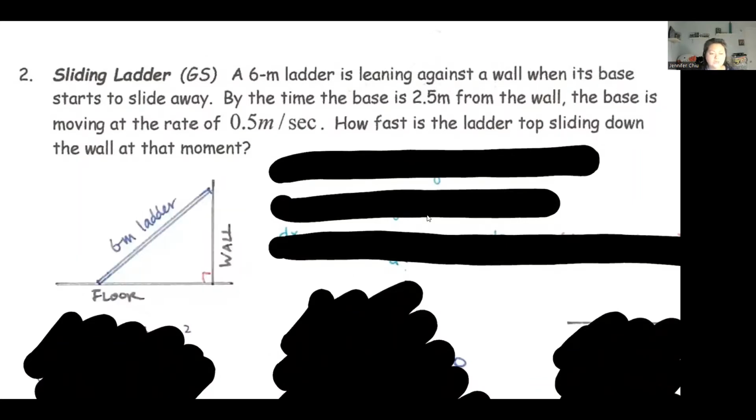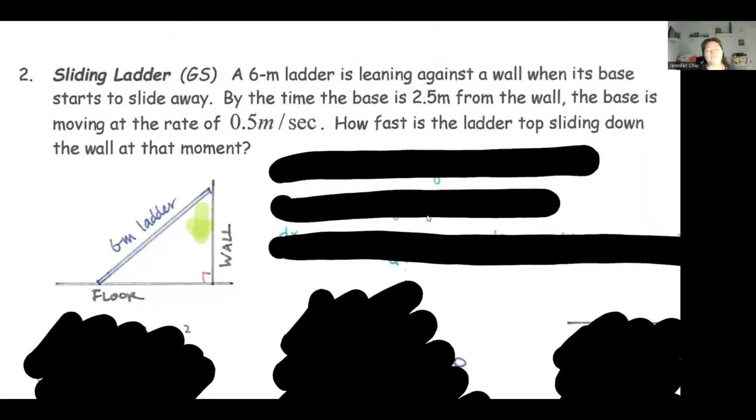So the situation looks like this. There's a wall, there's your ladder, there's your floor. Now remember, this ladder is falling. It's falling down. It's coming down this way. So it's going to slide down. As it slides down, it's going to slide out on the floor, right? So in this case, you set up your variables.